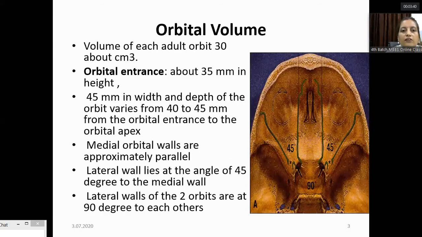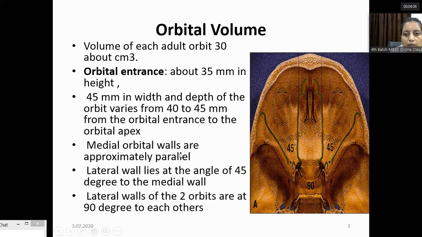The volume of the adult orbit is 30 cubic centimeters, and the orbital entrance is about 35 millimeters in height and 45 millimeters wide. The depth of the orbit varies from 40 to 45 millimeters from the orbital entrance to the orbital apex, and the medial wall is approximately parallel.